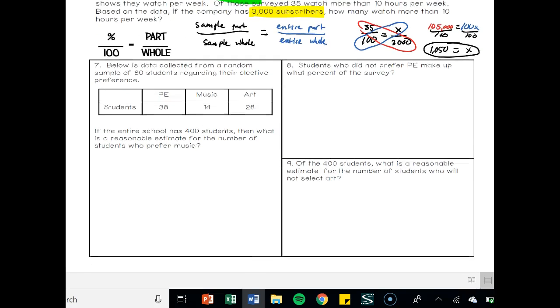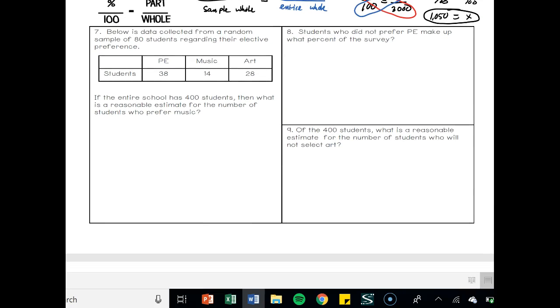All right, we can do this on a whole bunch of different levels. So number 7, it says based on the data collected from a random sample of 80 students, right? So that's your sample whole, not your entire whole, regarding their elective. If the entire school, that right there is your entire whole, has 400 students, then what is a reasonable estimate for the number of students who prefer music? So you're only looking at this music space right here, right?